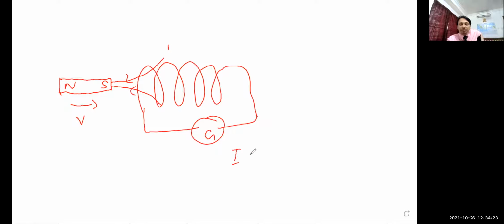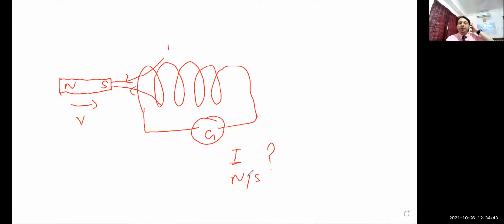Hi children, sometimes in the exam the question will be to find the current direction, and sometimes they will ask what type of pole will be there, north pole or south pole, on the left side or the right side of the coil. If I get any one answer, then I will get the other one also.